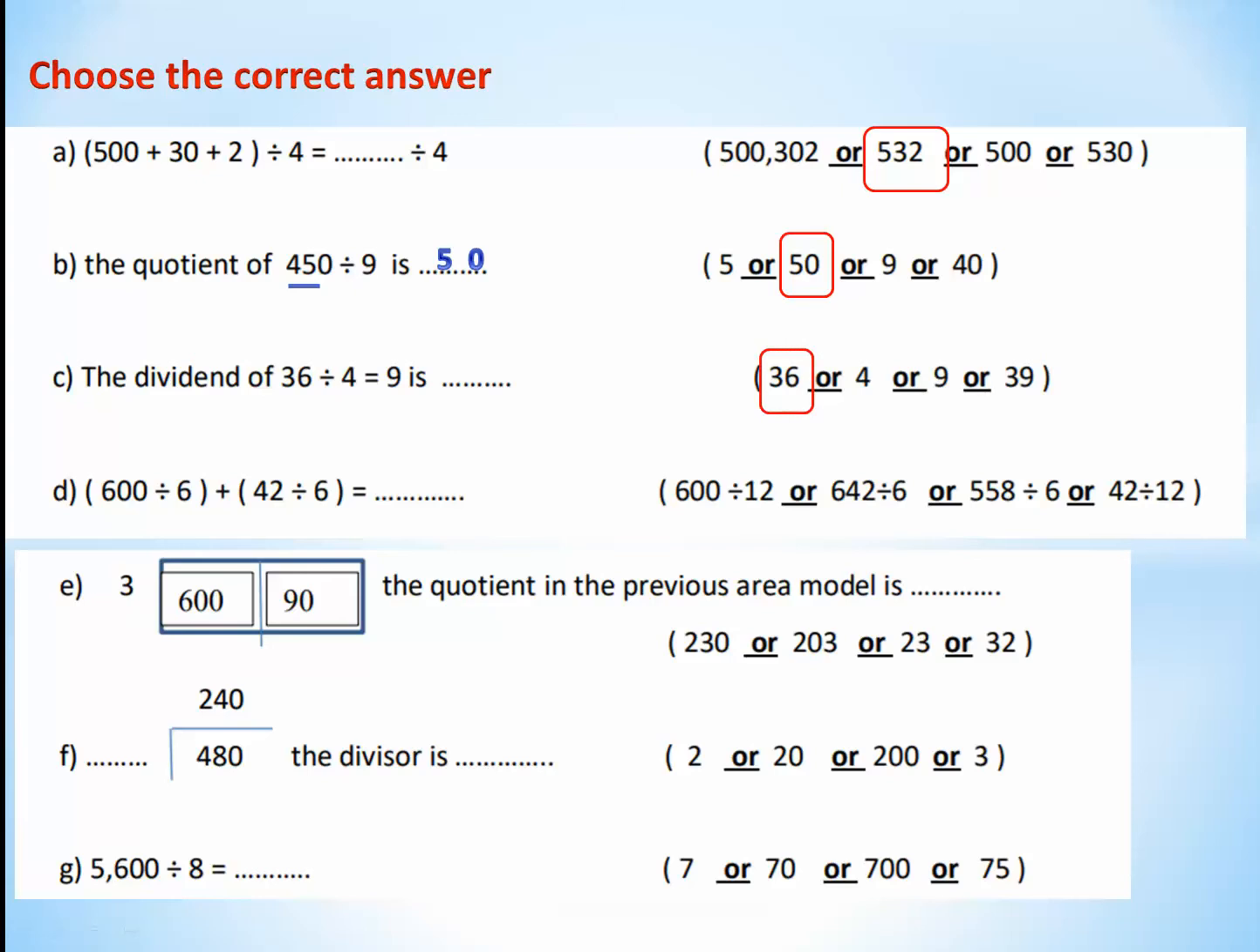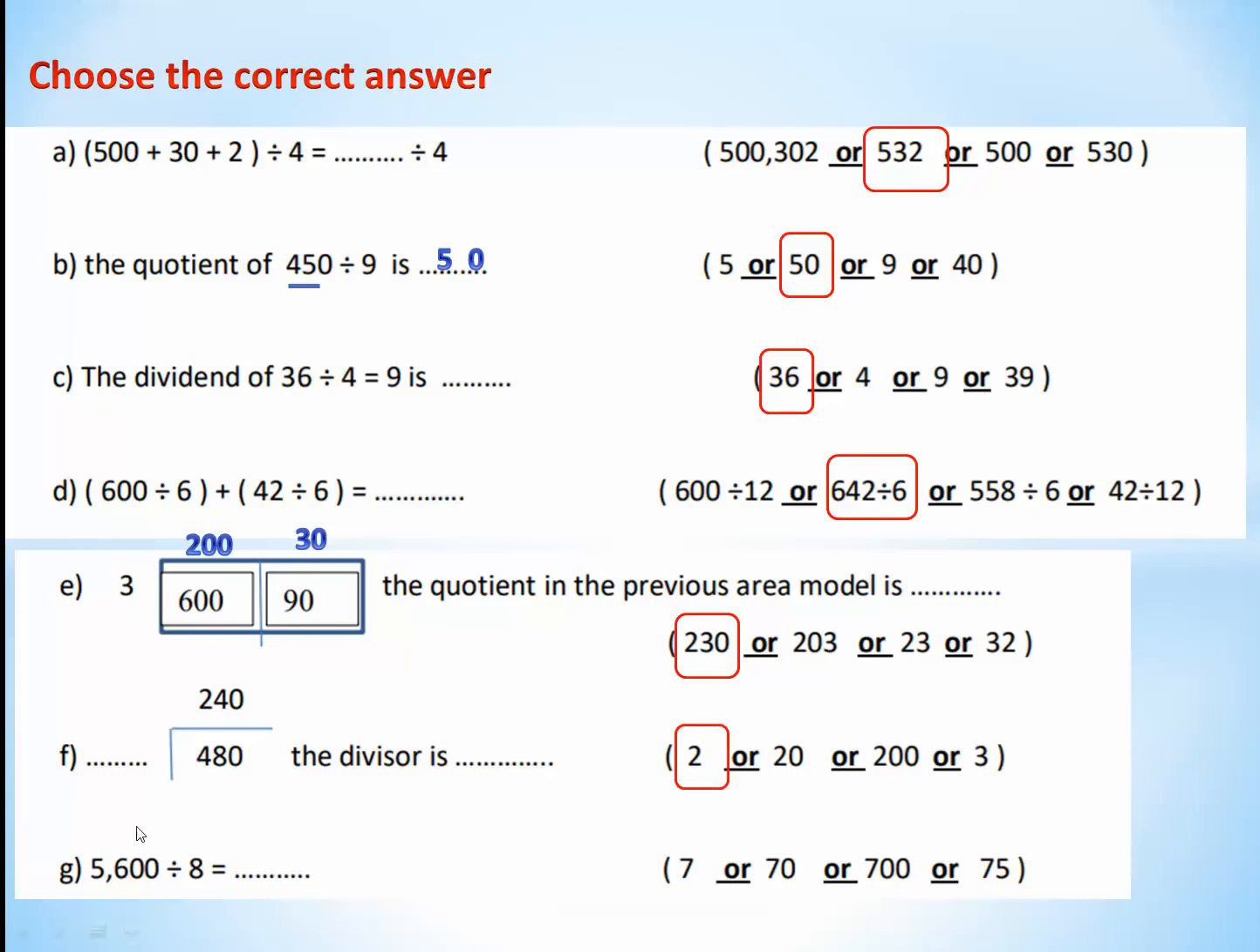600 divided 6 plus 42 divided 6, it means 642 divided 6. Here, 600 divided 3 equals 200, and 90 divided 3 equals 30, so the answer will be 230. Here, we're looking for the divisor. So 2 times which number equal 4? It will be 2 times 2 equal 4. So the answer is 2.